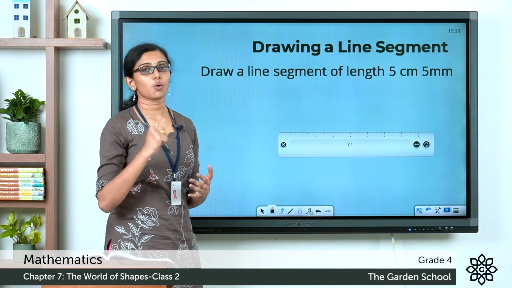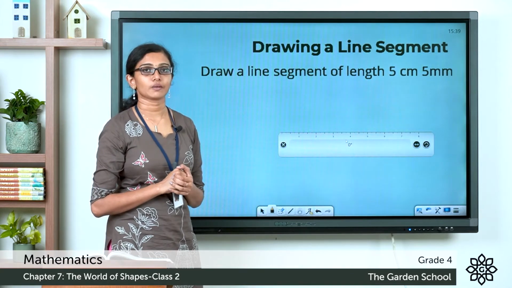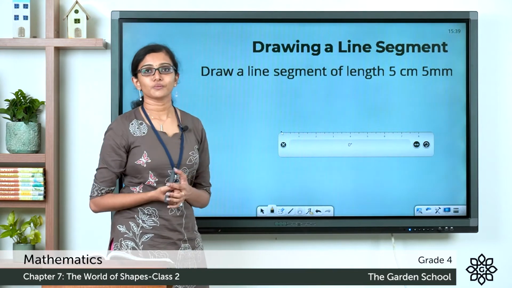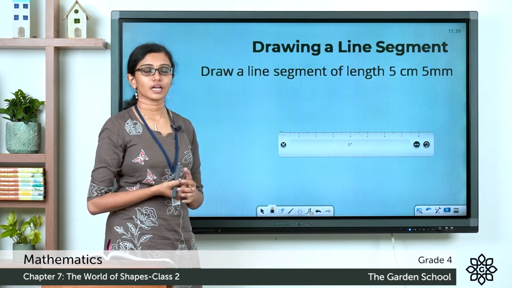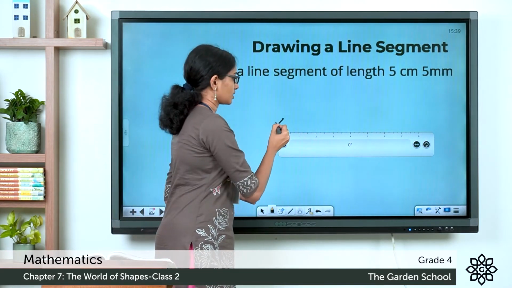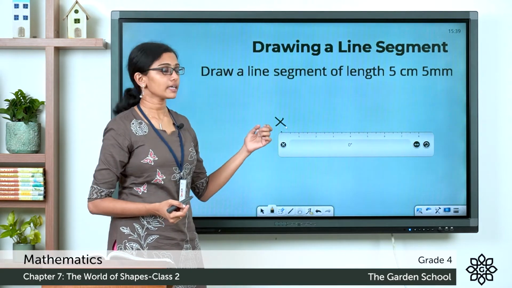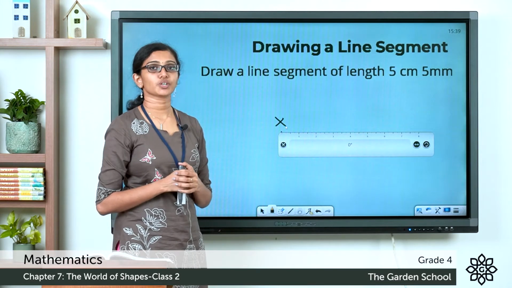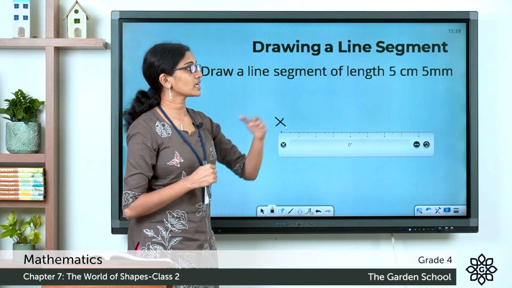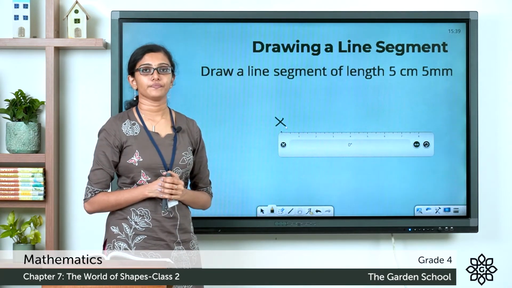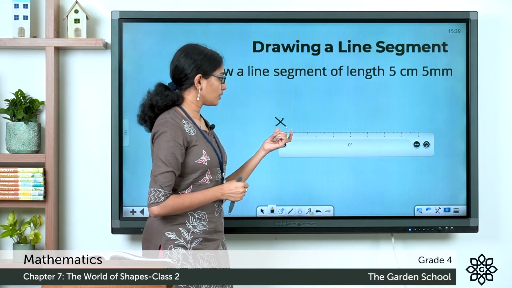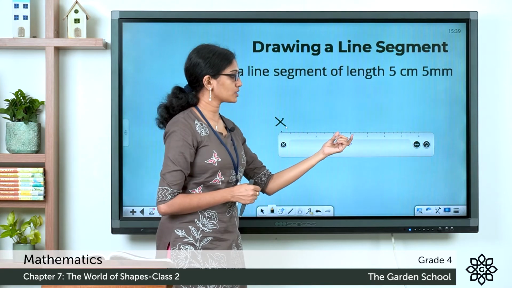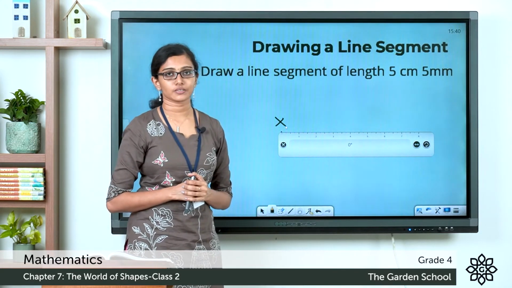First step is to mark one endpoint of that line segment. So, corresponding to the 0 marking of the ruler, you put a point. Let it be X. We have named a point X. Now, let's mark the other endpoint, which corresponds to 5 centimeters 5 millimeters. So, here you have 1 centimeter, 2 centimeters, 3 centimeters, 4 centimeters, and here you have 5 centimeters.